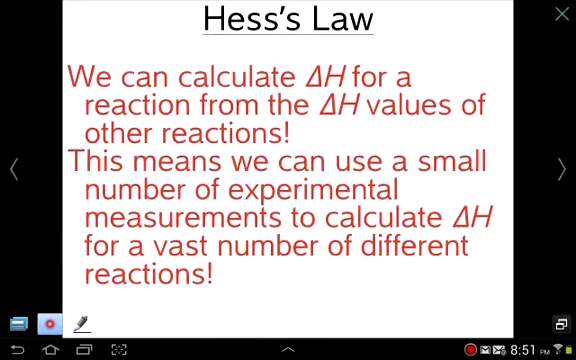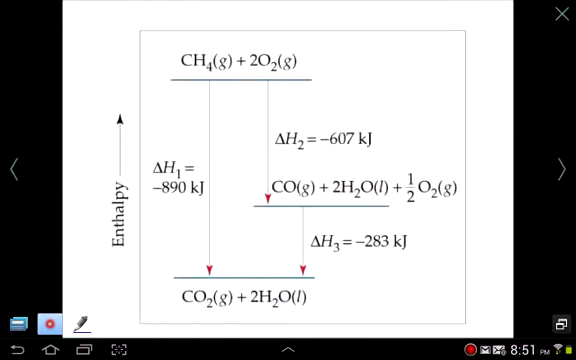What this means for us is we can use a small number of experimental measurements to calculate the heat of reaction for a vast number of different reactions. This is actually a very powerful tool for us to determine the delta H's of many reactions. Here's a kind of an explanation of it.